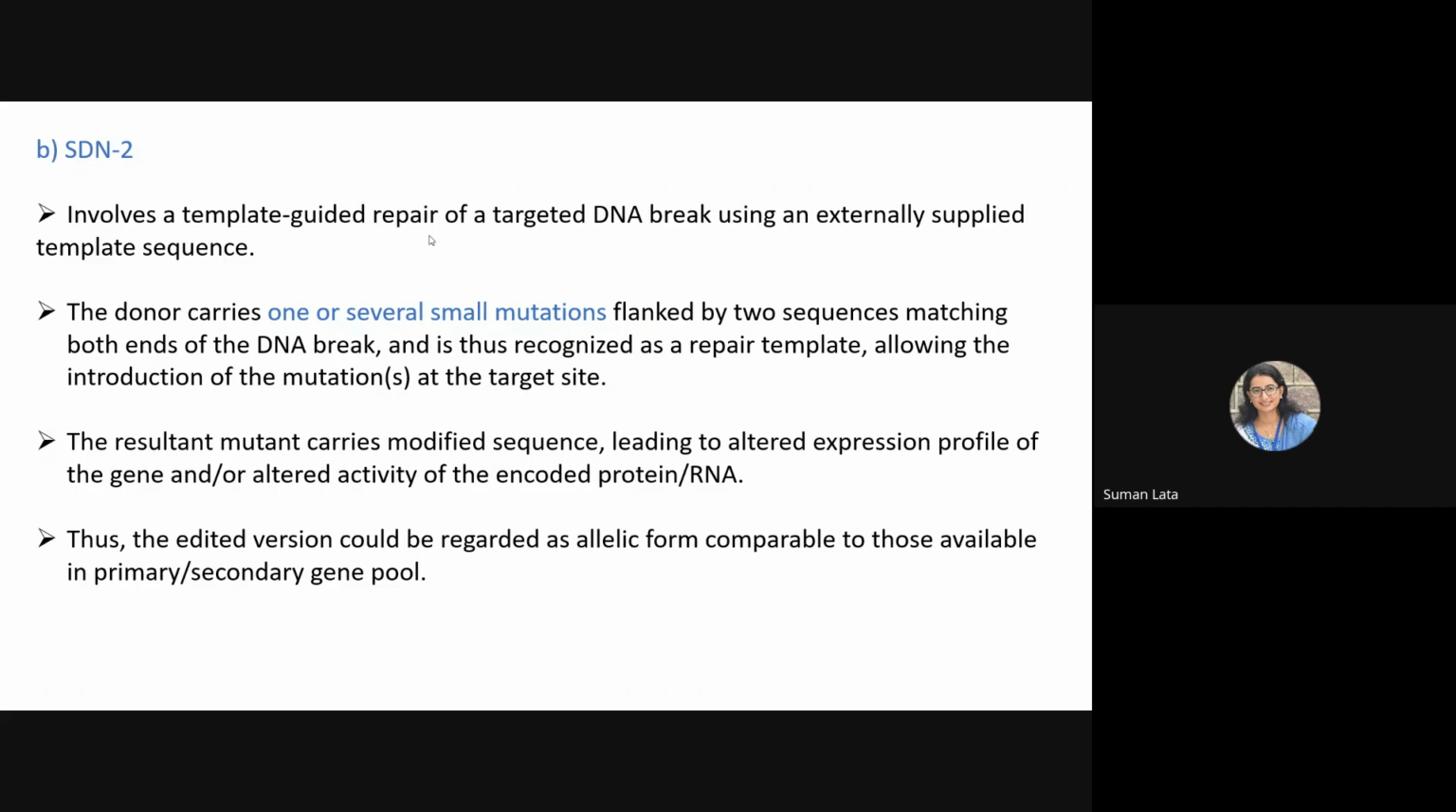Thus, the edited version could be regarded as the allelic form comparable to those available in the primary and secondary gene pool. Here also the edited version can be regarded as allelic forms comparable to those available in primary or secondary gene pools.